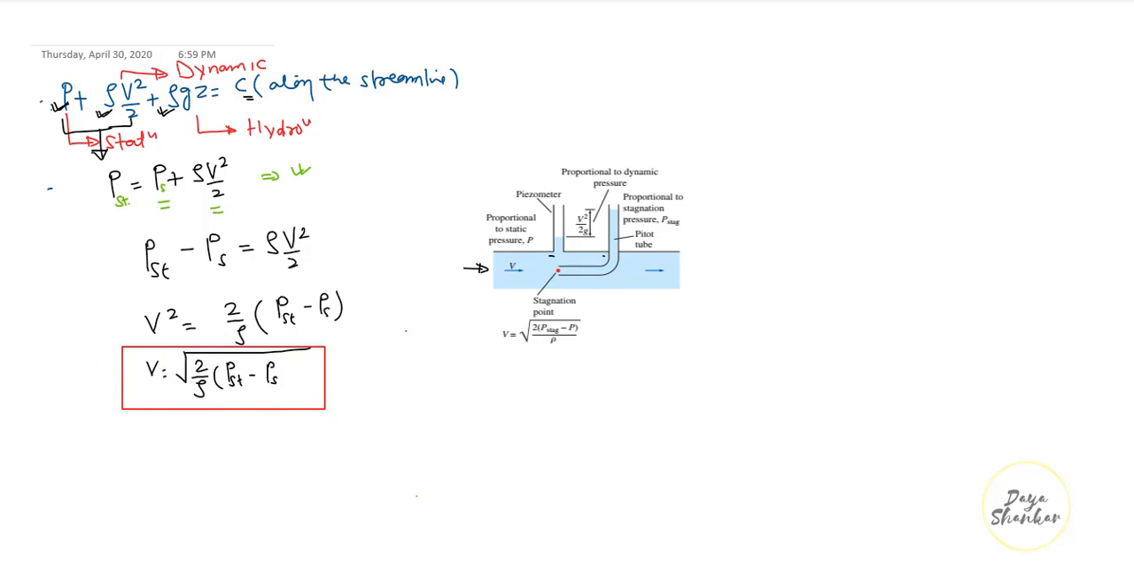Now moving forward, this equation is useful to measure the flow velocity when a combination of static pressure tab and pitot tube is used. So we have used two new terms. First is the static pressure tab and second one is the pitot tube.